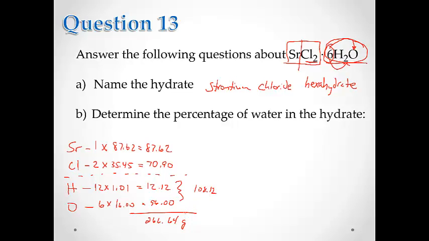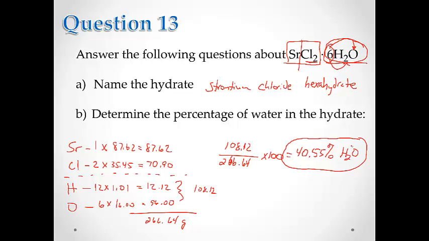Now, just like we did in the percent composition, take the part that we're interested in, 108.12, and divide it by the whole thing, 266.64. Then take that number, whatever you get, times 100, and always carry this one out to the hundredths place. So it's going to be 40.55%, followed by the substance that I'm looking at, which is water. Circle your final answer.